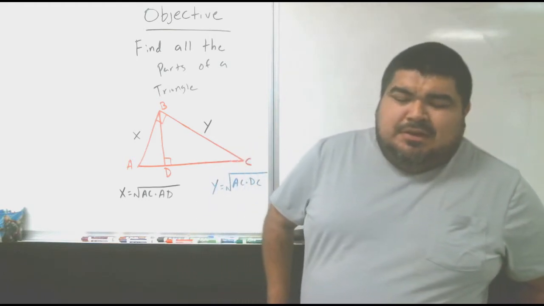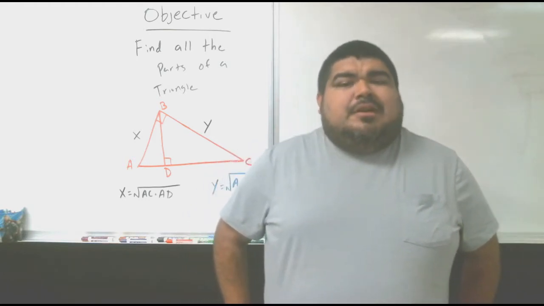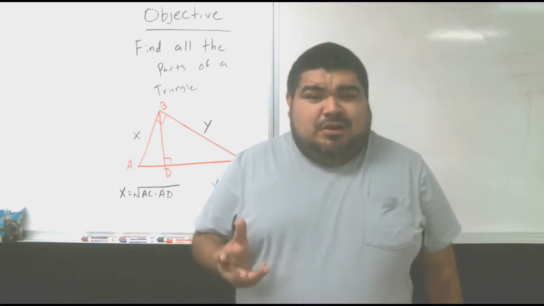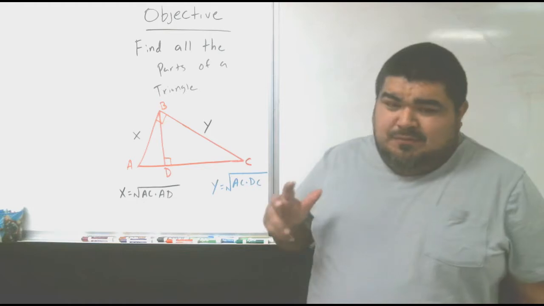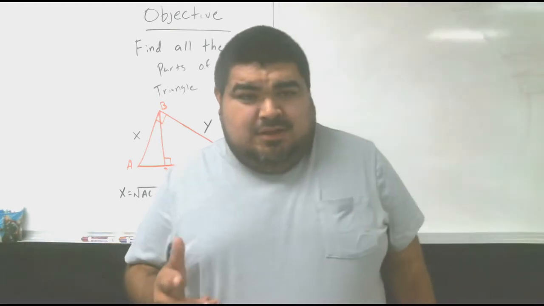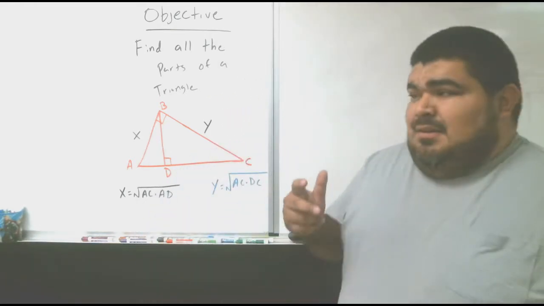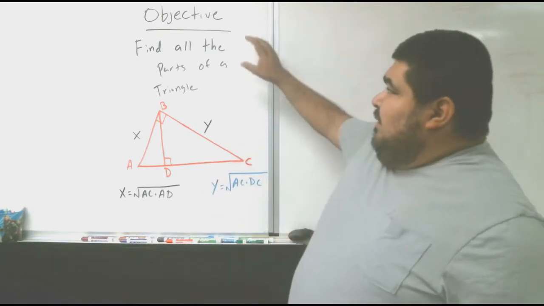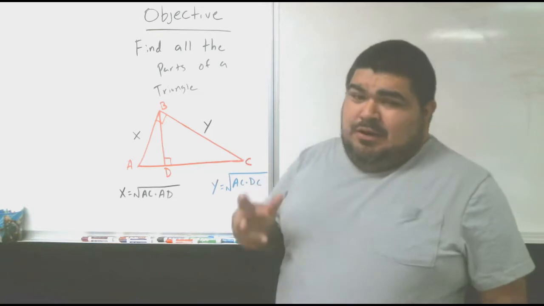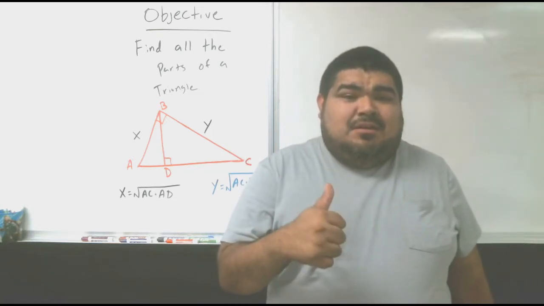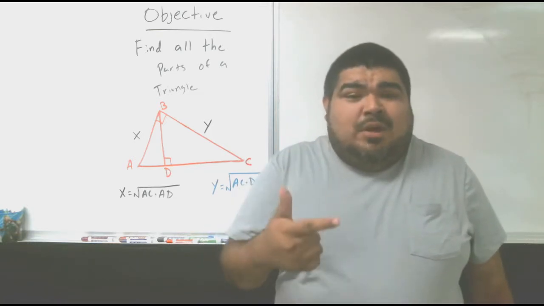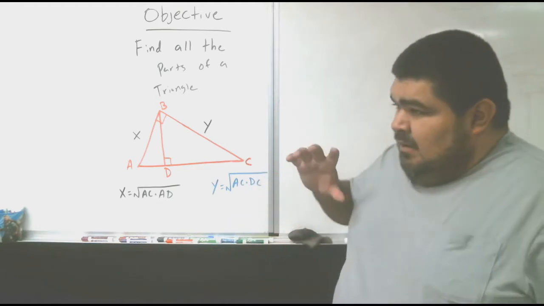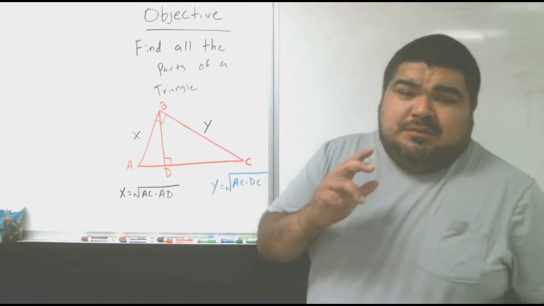Today we're going to be working on triangles. We're going to be looking specifically into geometric triangles, meaning that we're solving for the sides of the triangle. The objective for today is to find all the parts of a triangle, meaning we have to find not A, but X, Y, and Z. We probably have to use a few different steps.